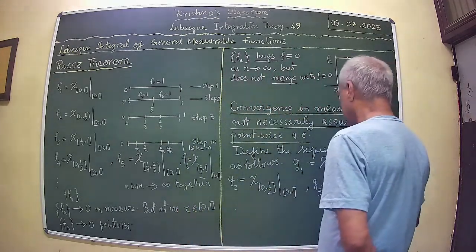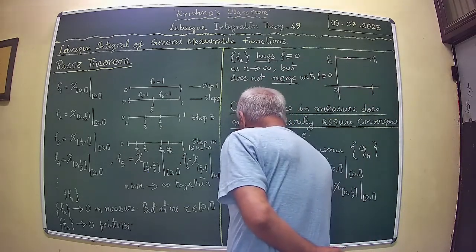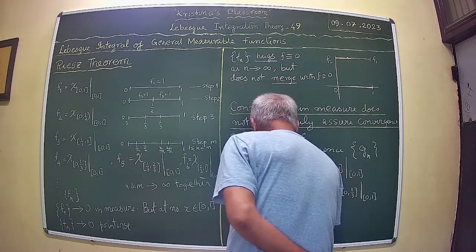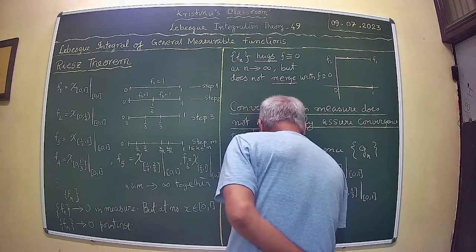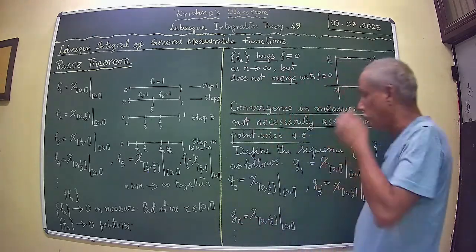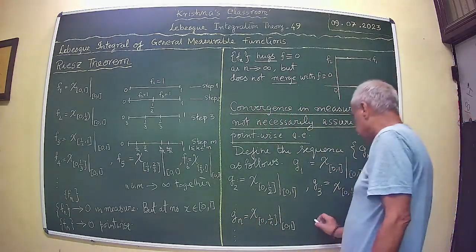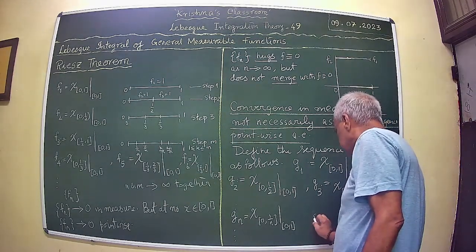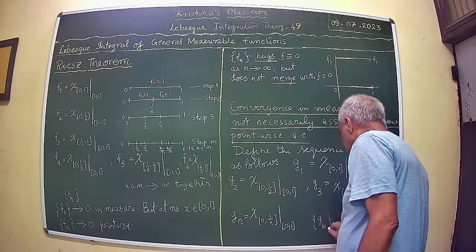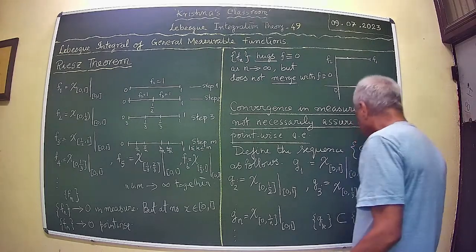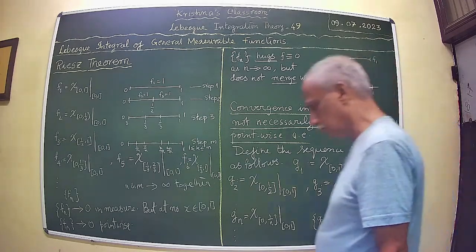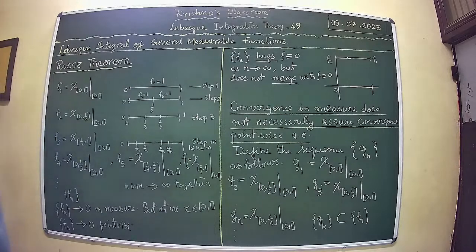The next one is going to be this. So the general term Gn is going to be chi of 0 to 1 by n restricted to 0. This is the general term and so on. So you observe that the sequence Gk is a subsequence of Fn. It's a subsequence of Fn.